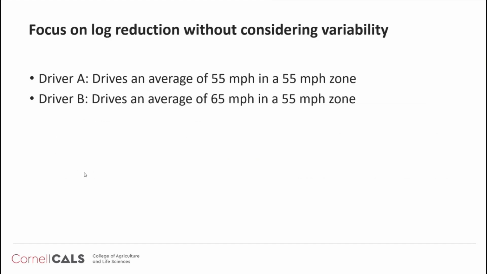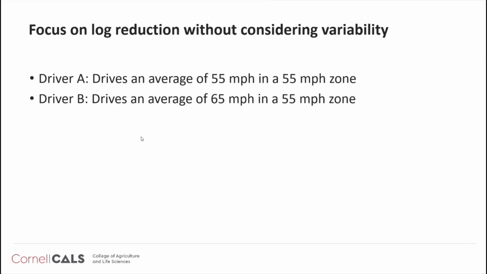Second challenge that is related is there's often a focus on log reduction without considering the variability. And that means another reason why 5 log reduction doesn't always give us a safe product. And I'm going to give you sort of a common sense example of that. Let's say you have a kid and you need to decide which of their friends your kid drives home with tonight.